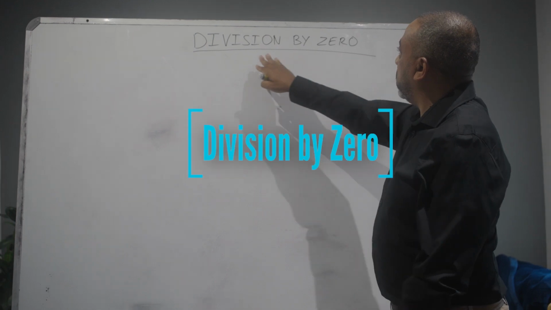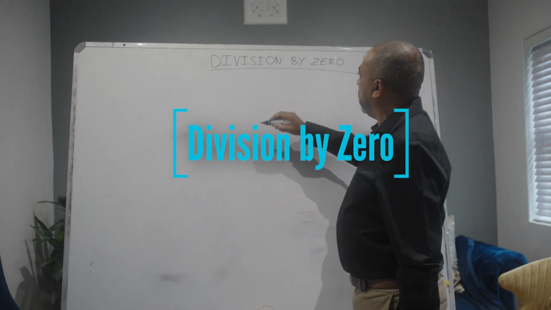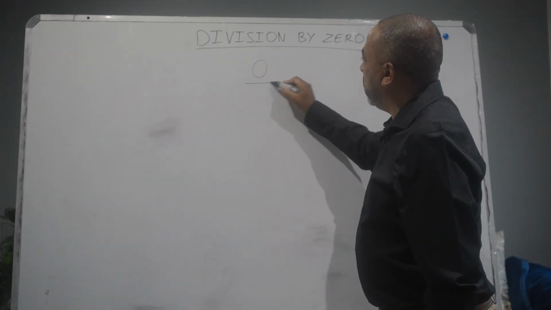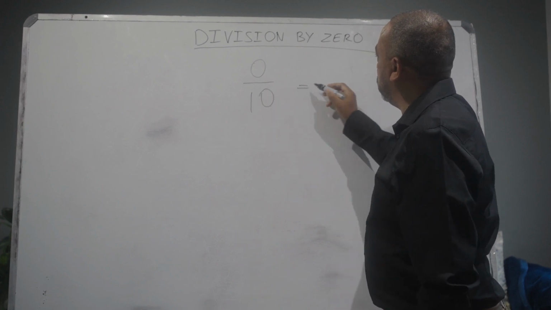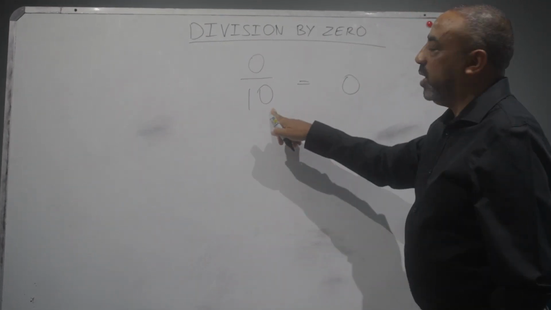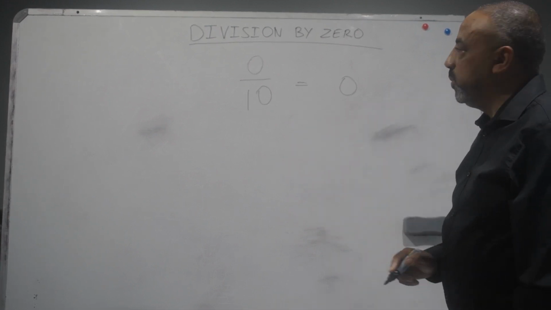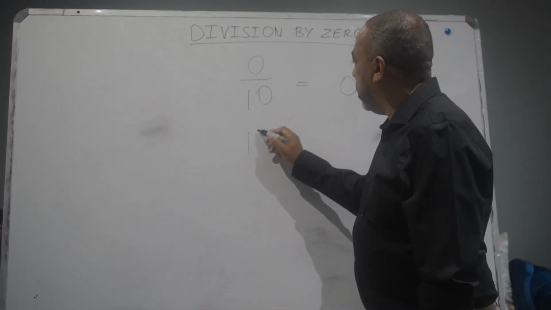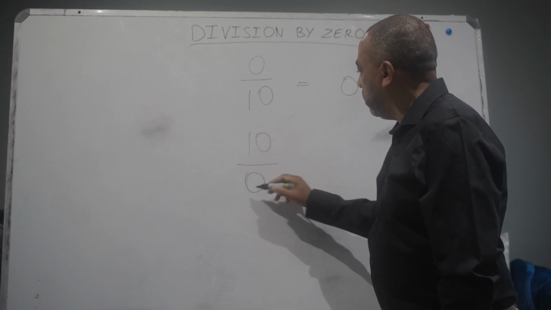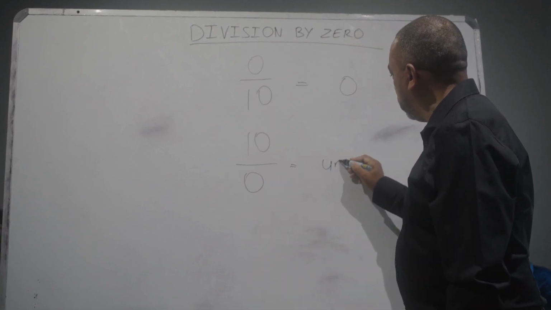Okay, so the next topic is division by 0. If you take 0 divided by 10, that answer is always 0. Any number divided by 0 is always 0 except 0 divided by 0, which is undefined. So if you take 10 divided by 0, that number is undefined.